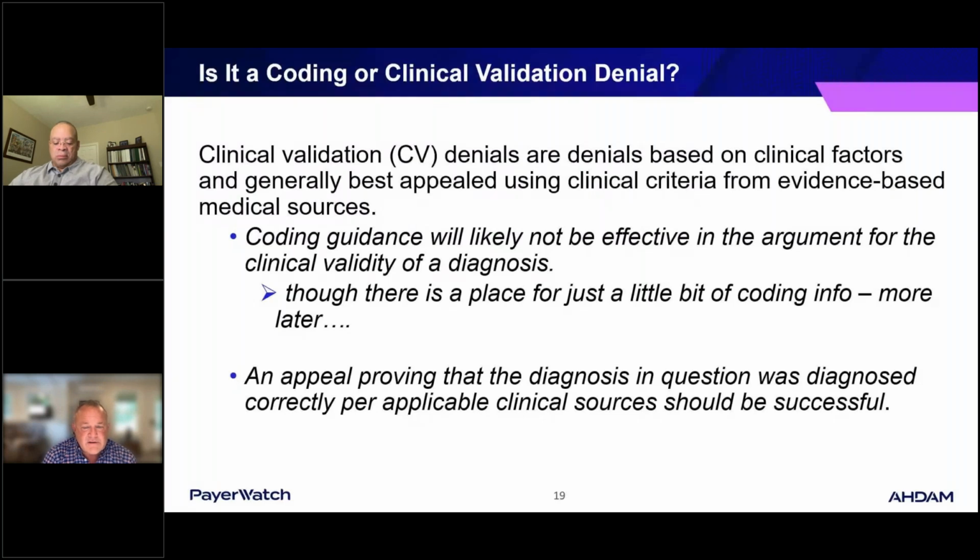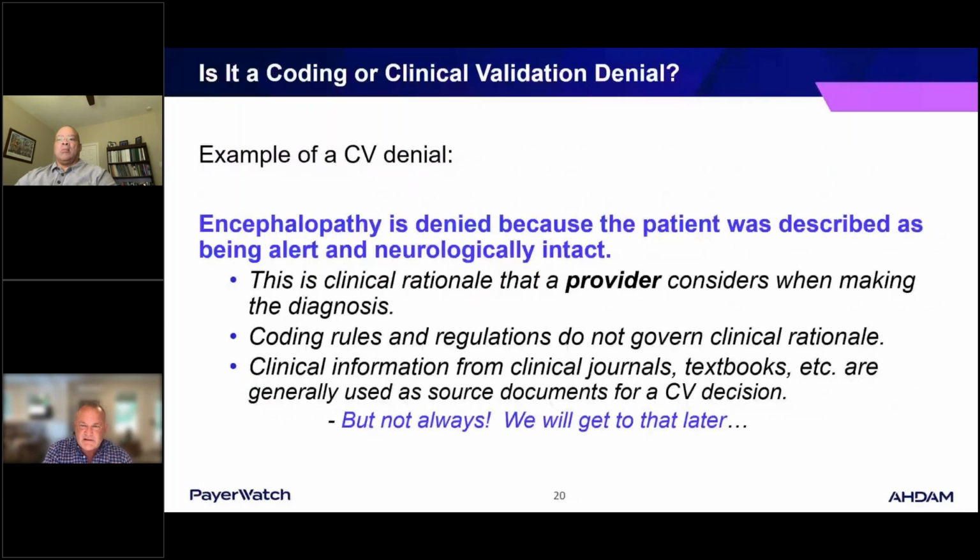So clinical validation denials, the big ones we see, what are they? The big five: encephalopathy, AKI, respiratory failure, malnutrition, sepsis. Did I leave anything off, Reggie? No, that's a big five. That's your big five. And they're the big five because, surprise, surprise, they're all major comorbidities.